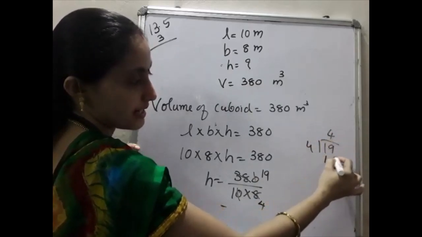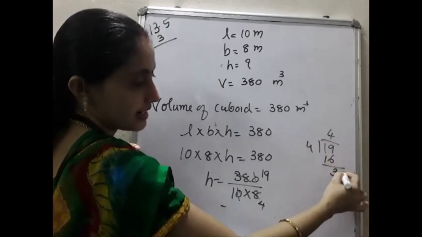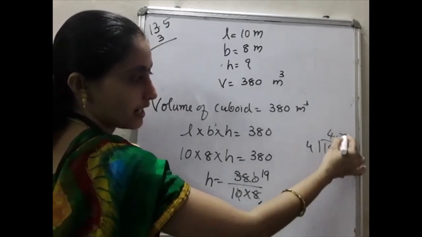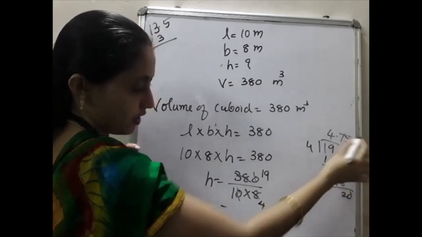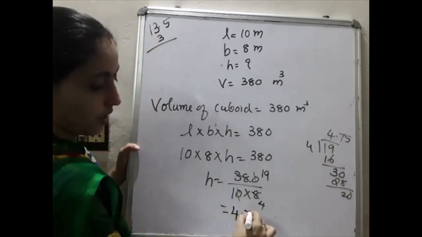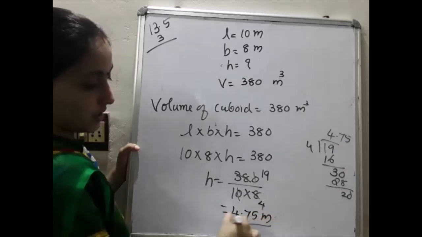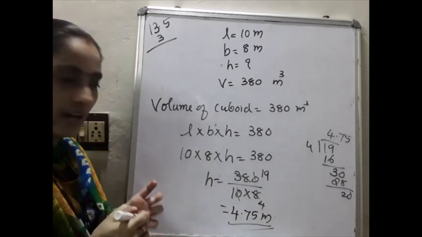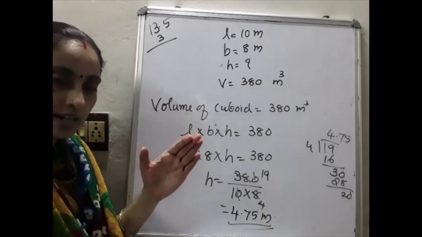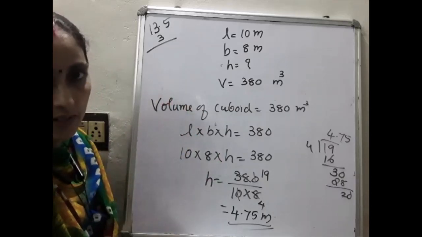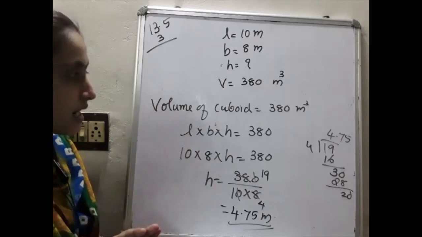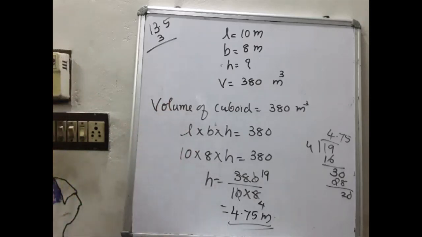4 4s are 16, then 3, 0, that is 4 point. How many times? 7 times 28. Again 20, that means 5. So the answer, height, is 4.75 meter. Simple question. Here we have to find the height. How high means you have to find the height, but volume is given. Length and breadth are also given. Okay, hope you are clear on this question. So please write down this question.